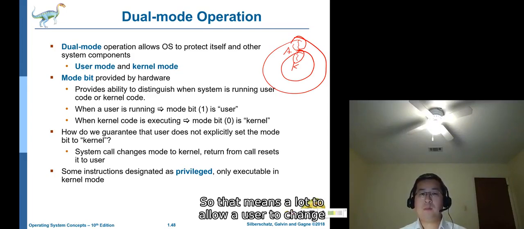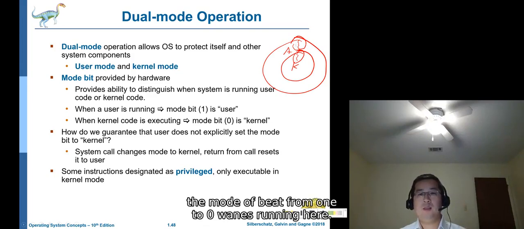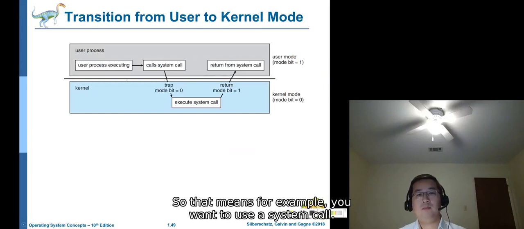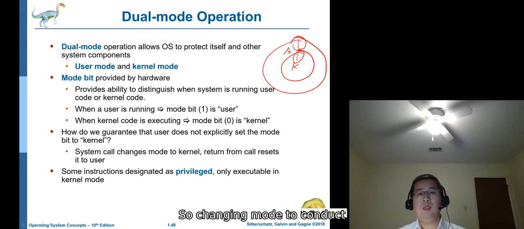Okay. So that means we will not allow the user to change the current mode bit from 1 to 0 when it's running here. So how can we guarantee this? The basic idea is that a system call changes the mode to kernel. We'll give one example. For example, you want to use a system call: change mode to kernel, return from call, reset it to user.